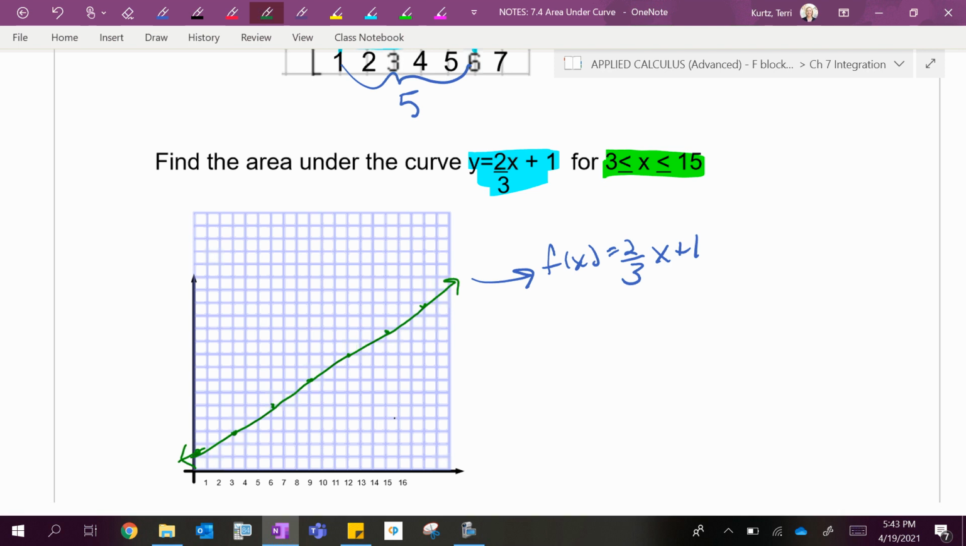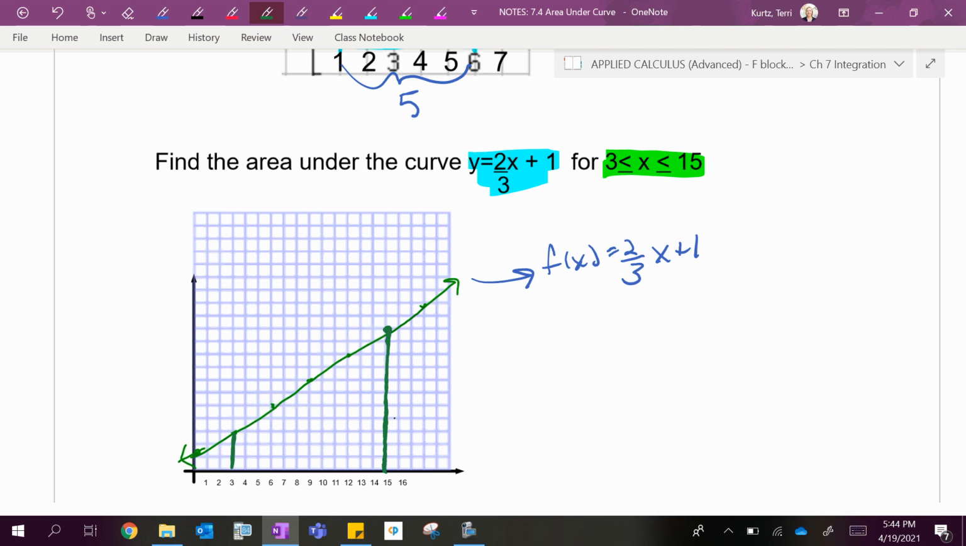So if we want to mark that off, here we have 3, here we have 15. Actually, let me make sure about that. Yeah, okay, and that actually goes up to this point right here. So if we want to find the area under this curve, it's a little more complicated. It's not a really simple shape.